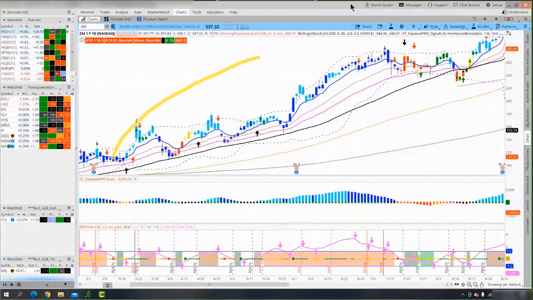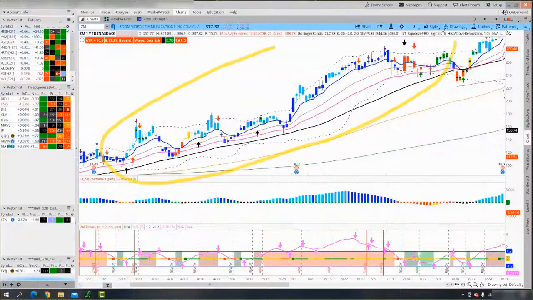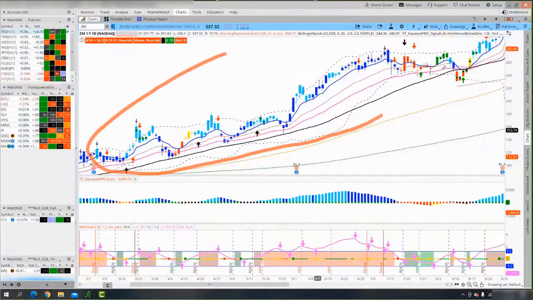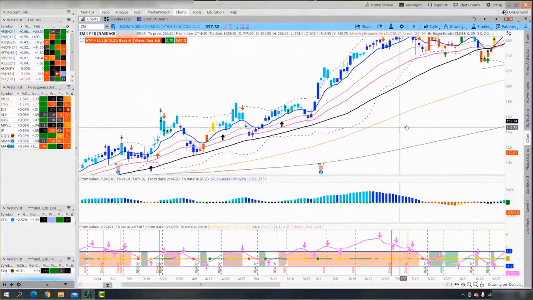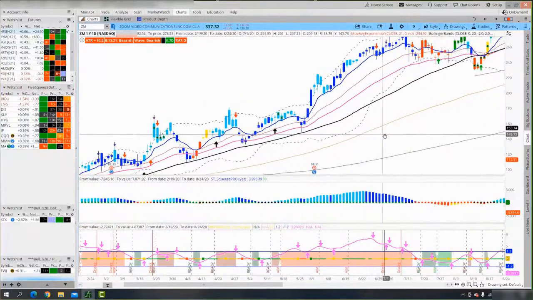Let me change colors for you guys. I want you to see this beautiful uptrend, and it's an uptrend for quite a period of time. The blue, which is the 8 exponential moving average, is stacked above the red 21, and that's stacked above the 34. So it's a beautiful uptrend. You're talking about a serious uptrend.